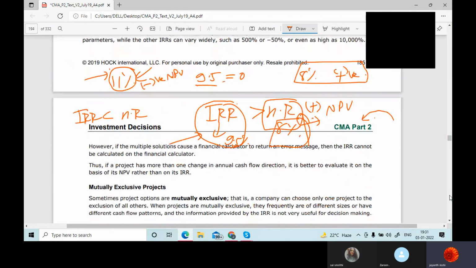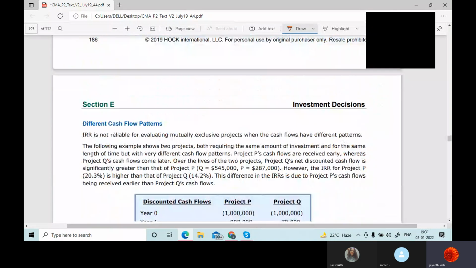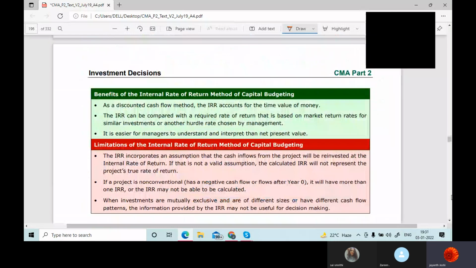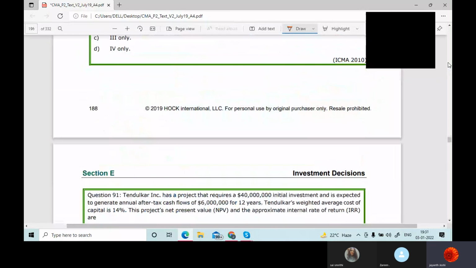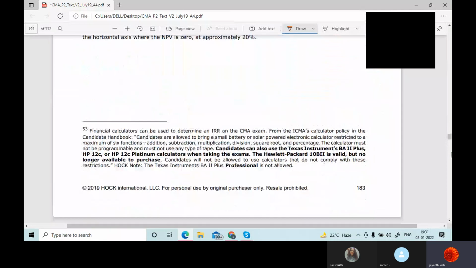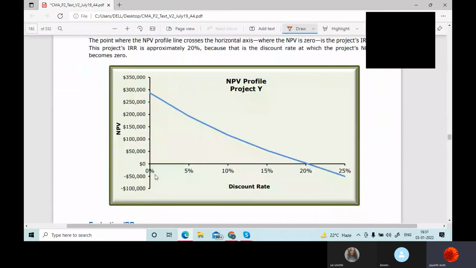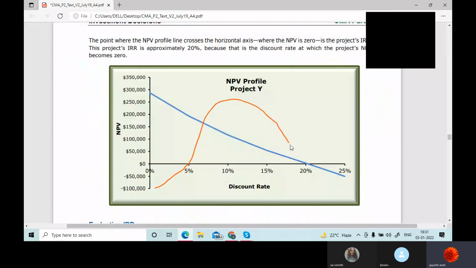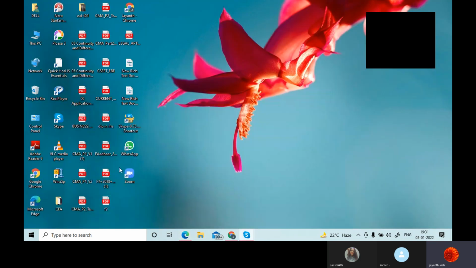How? I will draw a graph. Instead of drawing a graph, I'll show you a profile here. See, this is the NPV profile. Suppose I'm drawing a graph in this way. What do you mean by non-conventional cash flows? You will be getting positive figures. Okay, I'll show you a graph. 2 minutes.